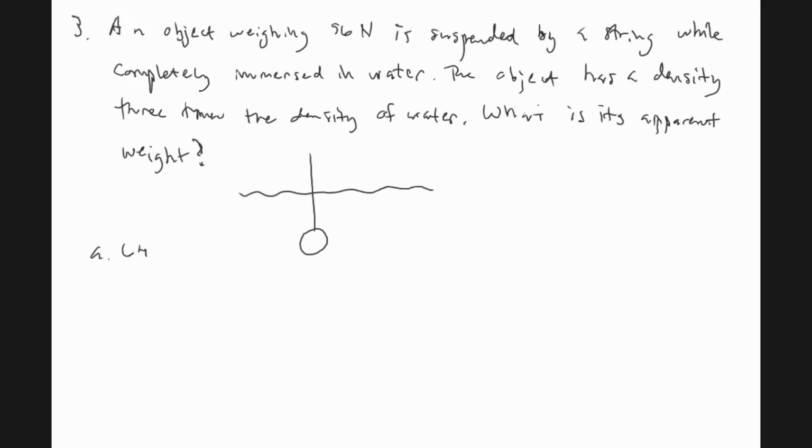Answer choices are as follows: A, 64 newtons, B, 48 newtons, C, 32 newtons, or D, 24 newtons. Another way of asking this question would be, what's the tension in the rope? It literally means the same thing. What is the apparent weight? What is the tension in the rope?